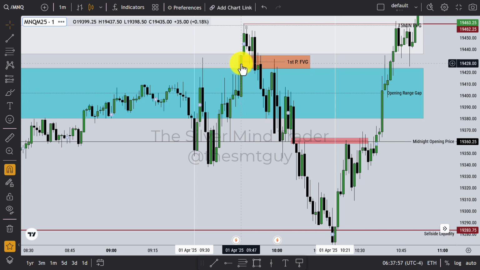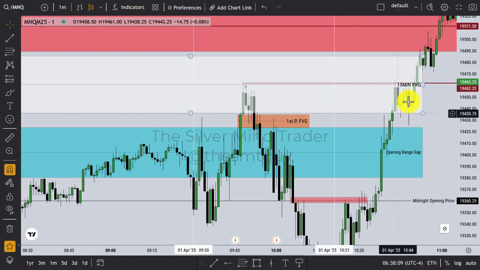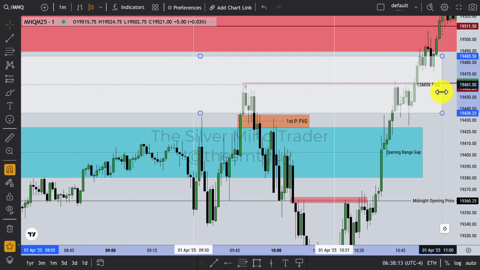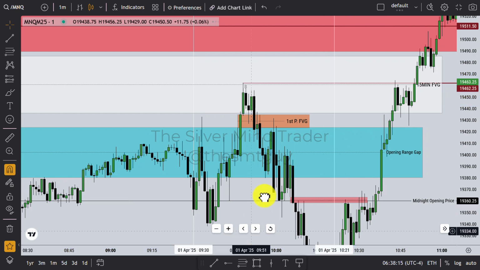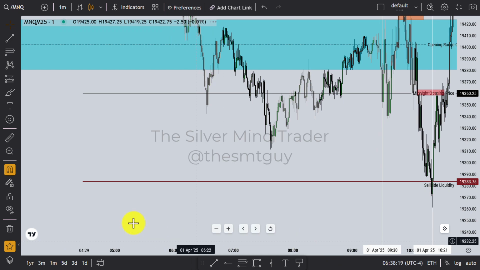Over here we have the 9:47 fair value gap, and this white shaded area here is the 15-minute chart. Then that's that 9 p.m. low.